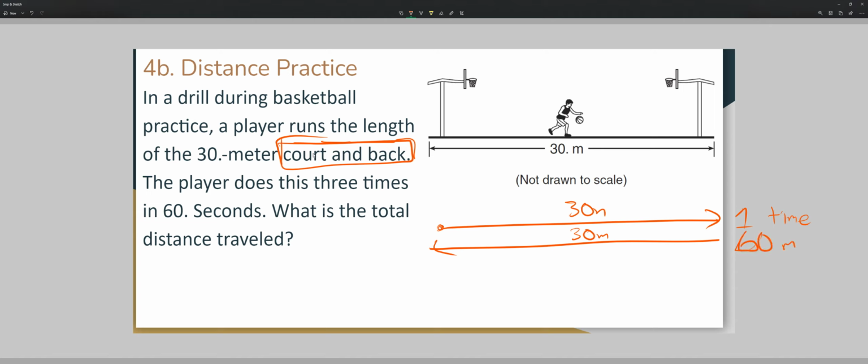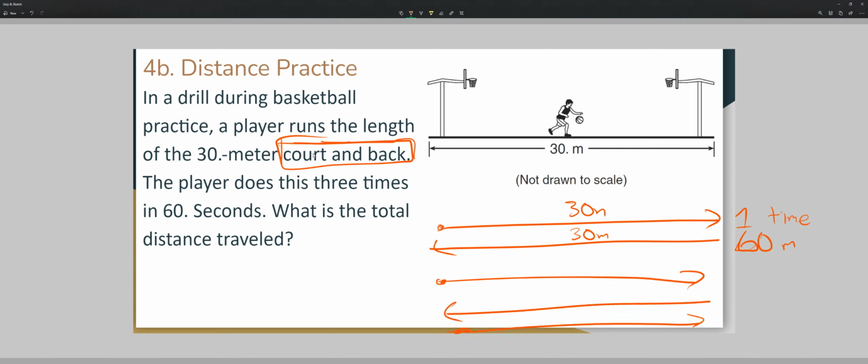meters. And so the player does this 3 times in 60 seconds. So he does this 2 more times. He does it 3 times in total, which is what I want to say, not 3 times more. So if he does it 2 more times, well, that's 60 times 3. So this is 3 times in total, and then your total distance traveled there is 180 meters.